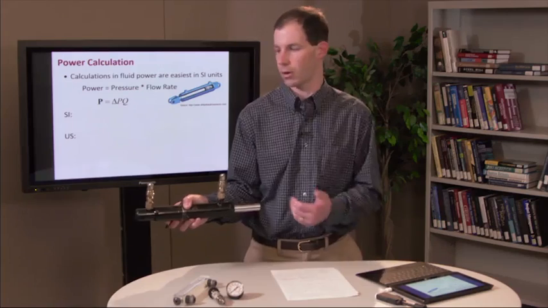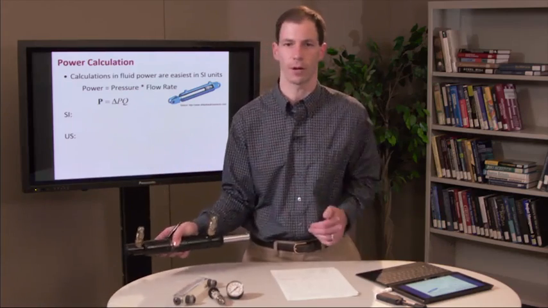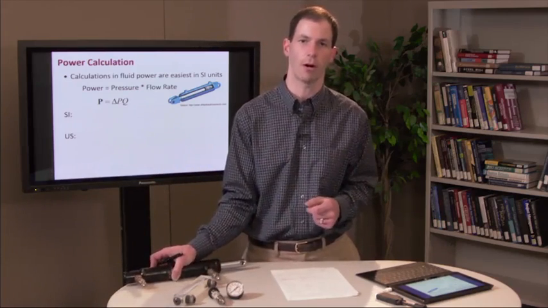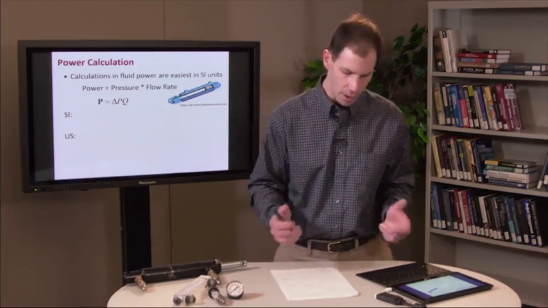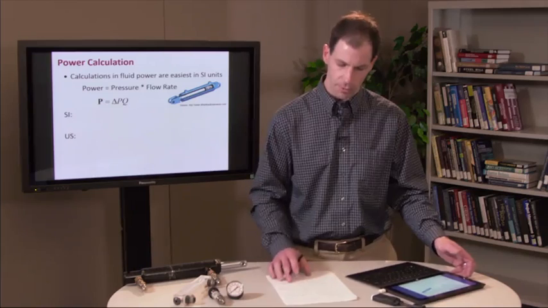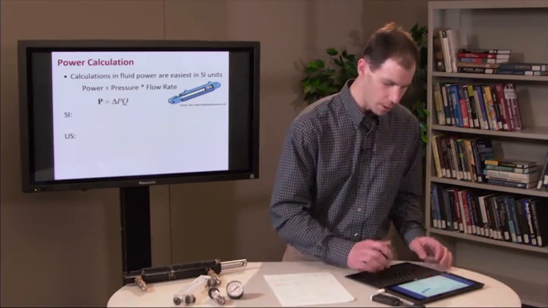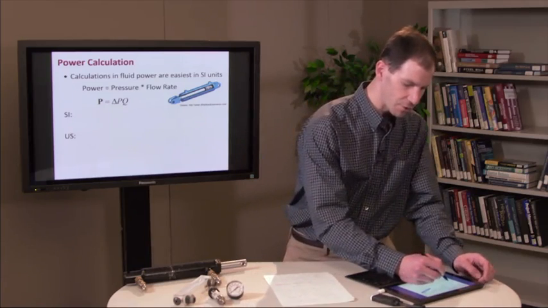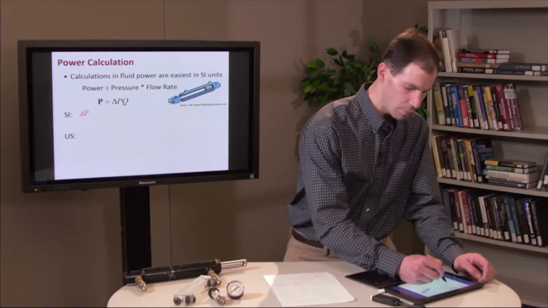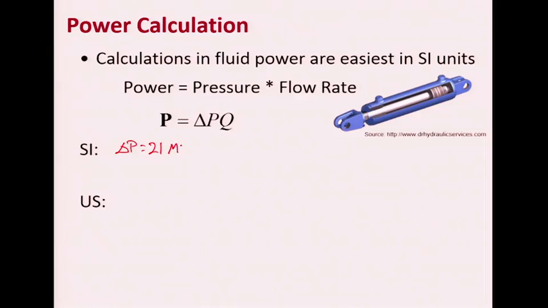Perhaps it's atmospheric pressure. And so I've got a pressure and a flow rate going into here, so I can calculate the hydraulic power entering that device. And let me throw some numbers in here just so that we can provide this example. So in the SI system, let me give you a pressure where our delta P might be 21 megapascals.